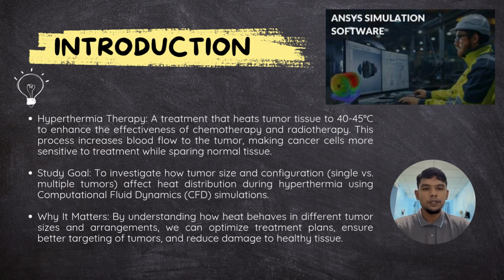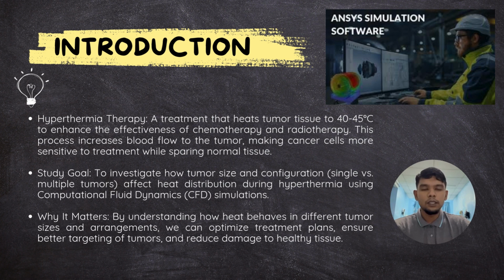Today I will present the introduction of hyperthermia therapy. Hyperthermia therapy is a treatment that heats tumor tissue to 40 to 45 degrees Celsius to enhance the effectiveness of chemotherapy and radiotherapy. This process increases blood flow to the tumor, making cancer cells more sensitive to treatment while sparing normal tissue.